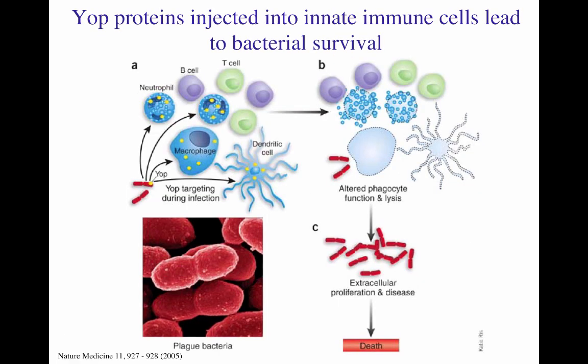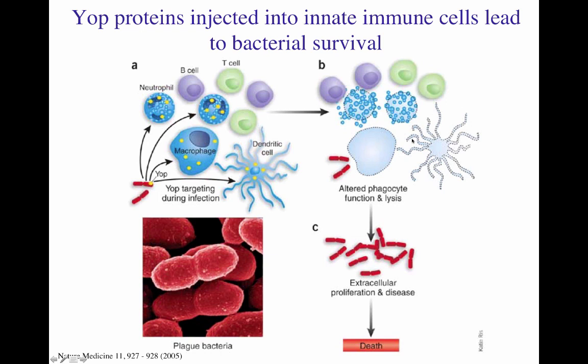From this review in Nature Medicine from 2005, I am here showing you again the Yersinia pestis microorganism shown in red, and here in yellow we have a putative YOP protein. That YOP protein will be transferred by the type 3 secretion system into neutrophils, macrophages, dendritic cells and natural killer cells, and they are going to be killed by apoptosis.